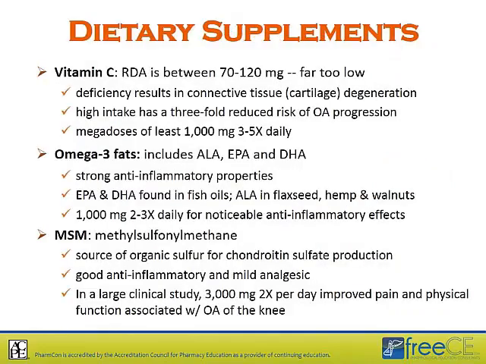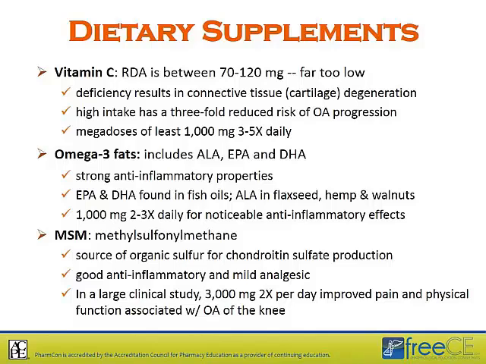As briefly touched on earlier in the presentation, there are a number of natural supplements that can help with OA. Of course, one of them is vitamin C. Depending on gender, pregnancy, or whether or not you smoke, the RDA is between 70 to 120 milligrams per day. And many scientists, including the late Linus Pauling, thought that was far too low. Vitamin C deficiency can result in connective tissue, i.e. cartilage, degeneration. High intake of vitamin C has a threefold reduced risk of OA progression.